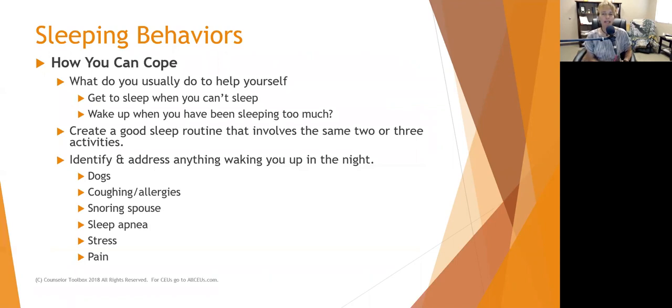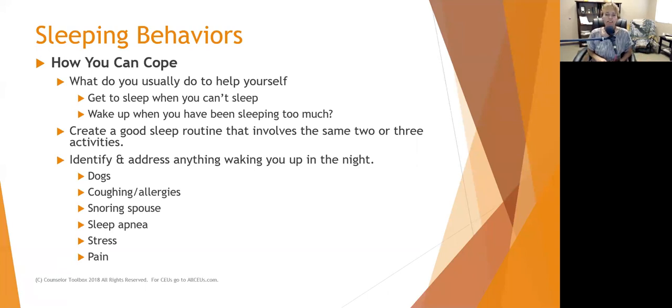We talk about creating a sleep routine that involves the same 2 or 3 activities every night. Everybody brushes their teeth, I hope. Everybody eats dinner, I hope. And then what's a third thing that you can do that you only do at night? Not something that you do throughout the day, something that you only do at night that can help you wind down, whether it's reading a book or stretching or playing Words with Friends on your mobile device. Whatever it is, reserve that for your wind down time.